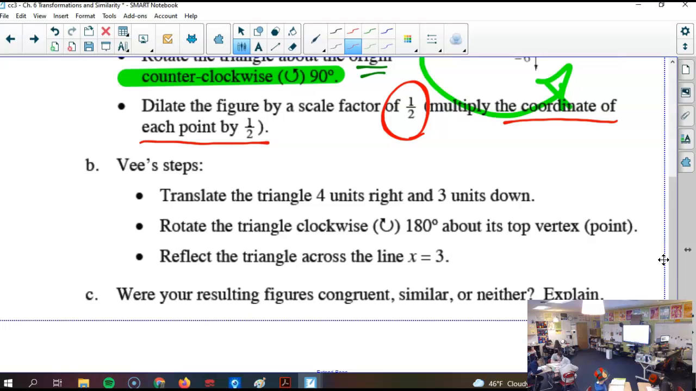Oh, wait. About its top vertex. My graph looks really weird. Wait, I just gotta rotate it around, clockwise or counterclockwise.